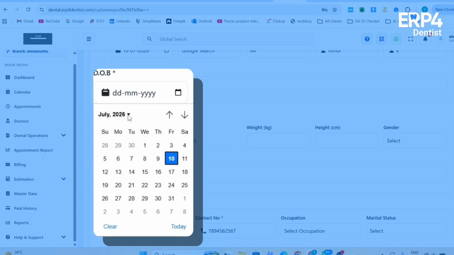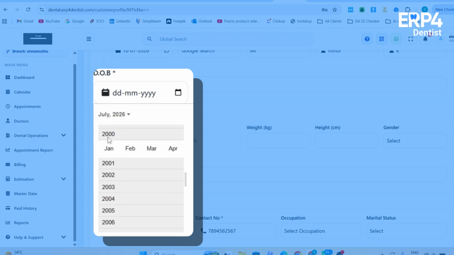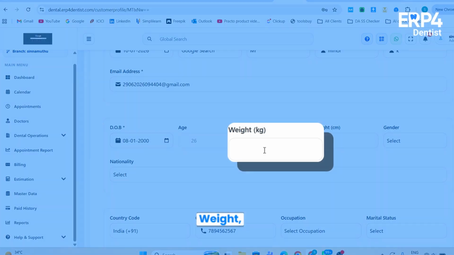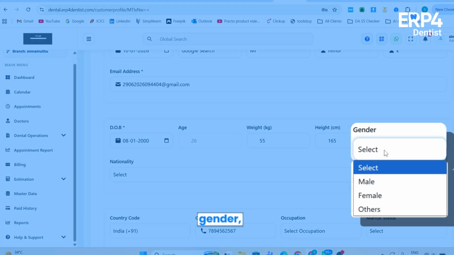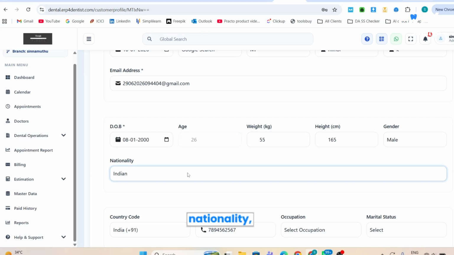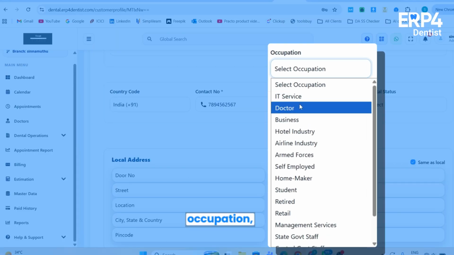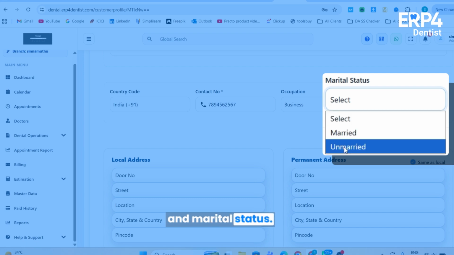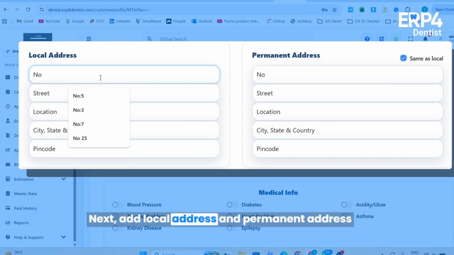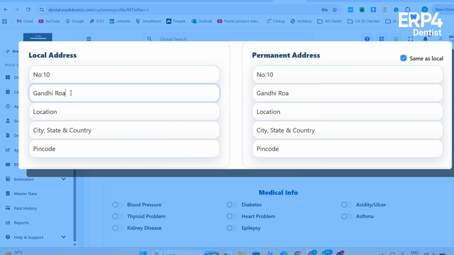date of birth, weight, height, gender, nationality, occupation, and marital status. Next, add local address and permanent address.